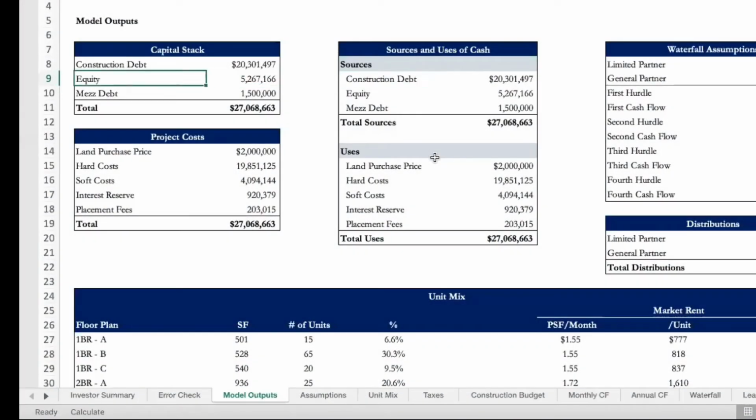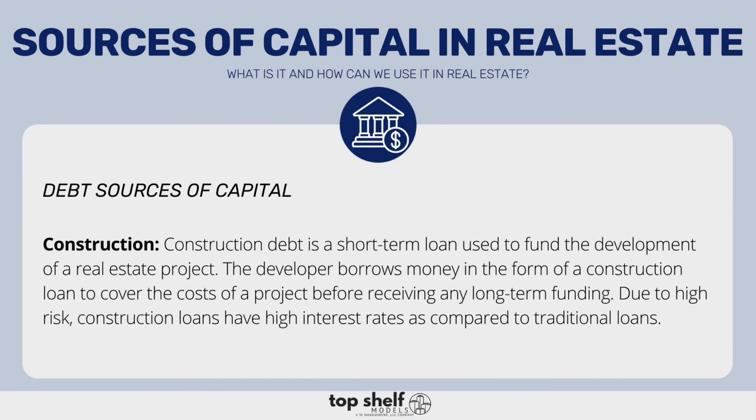Next, we have construction debt, as we can see here in the capital stack section and the sources and uses of cash section. Construction debt is a short-term loan used to fund the development of a real estate project. In this model, we have a multifamily development project that we will be covering as an example. The developer borrows money in the form of a construction loan to cover the costs of a project before receiving any long-term funding. Due to high risk, construction loans have high interest rates as compared to traditional loans.